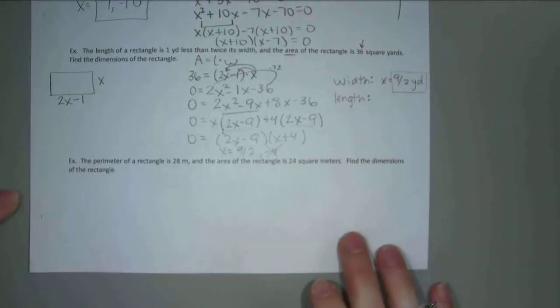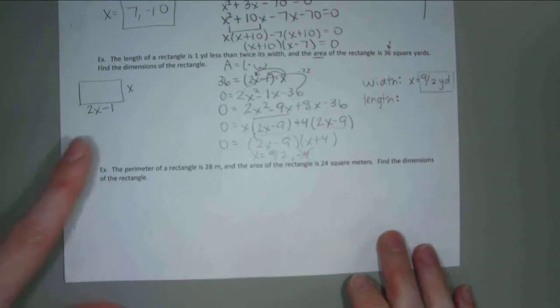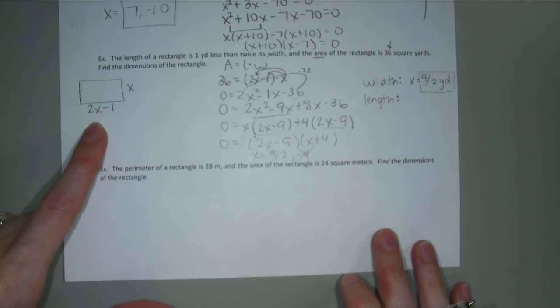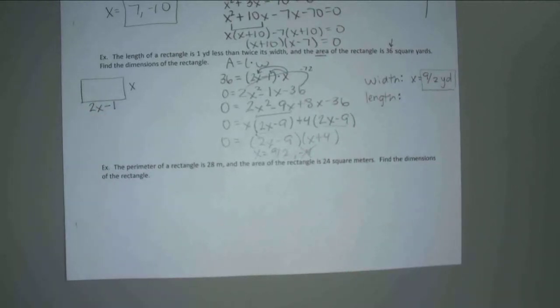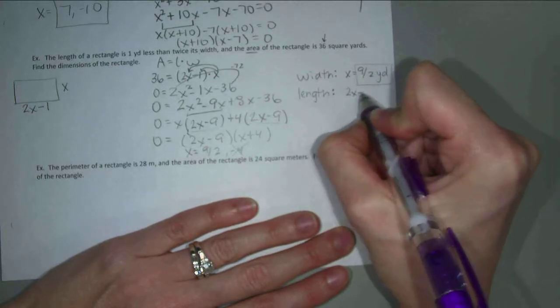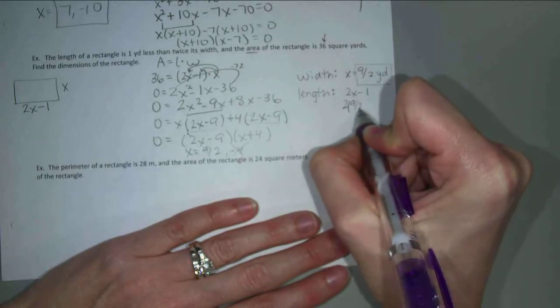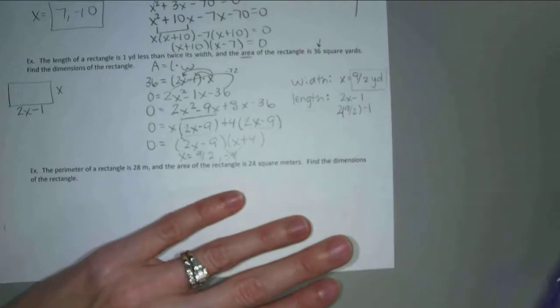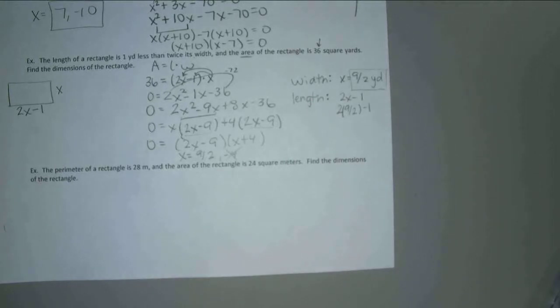Well, what did we set up in the very beginning over here? Look at your picture. It's 2x minus 1. I said, if we know our width, we can just double it and subtract 1. So right here, I'm going to do 2x minus 1, or 2 times 9/2 minus 1. You guys see what I did? I just stole the expression for length, 2x minus 1, and then I put in my x.